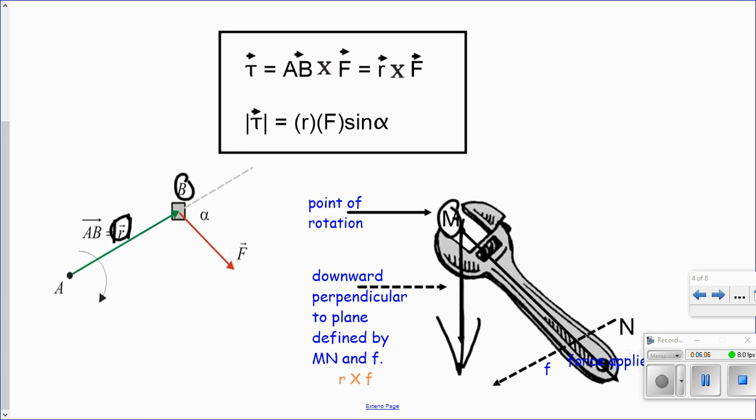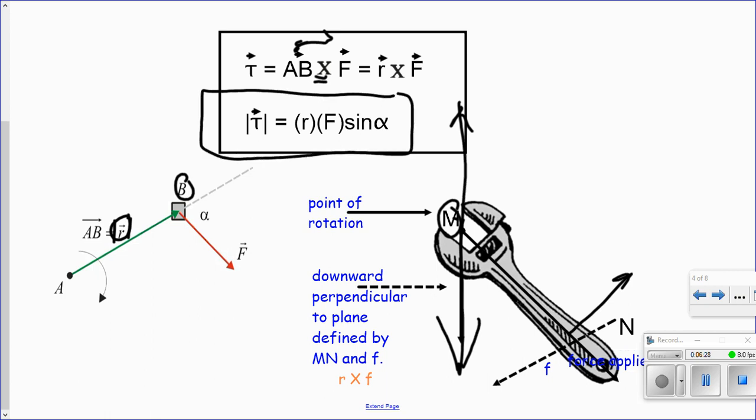A lot of the resultant vectors here, and again, it's going to be a cross product, the resultant vector is going to be like a downward perpendicular. Now if I apply the force the other way, it's going to do a reverse effect on that. So that's the difference between doing these cross products in a different or reverse way. Either way, this is what we're going to use for torque.